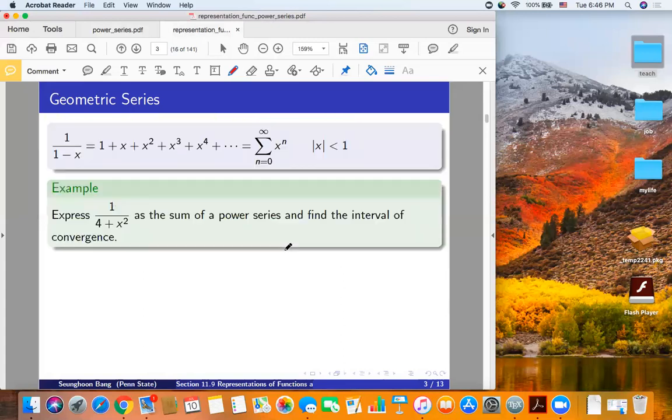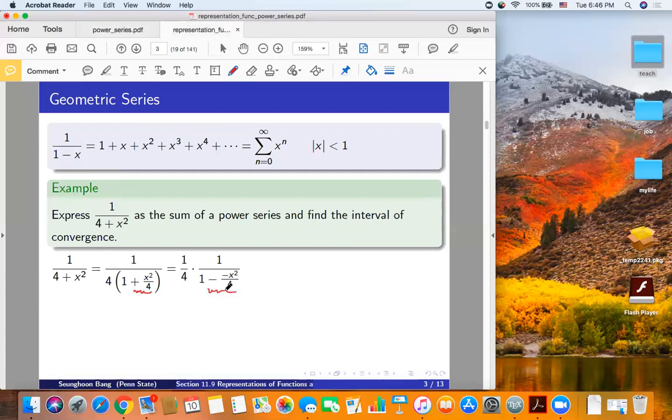For this example, express 1 over 4 plus x squared as the sum of a power series and find the interval of convergence. How can you find this one? We use the geometric series. First, change this 4 to 1 by factoring out 4: 4 times 1 plus x squared over 4. Next, you need a negative sign: change 1 plus x squared over 4 to 1 minus negative x squared over 4.